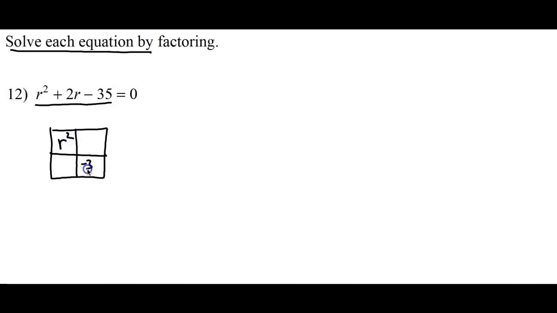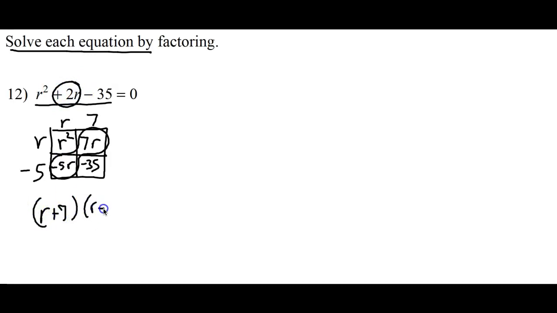R squared minus 35, R and R, 7 and 5. One of them needs to be negative. Let's fill in our box. These two should add up to make the middle, which they do. And so I've got R plus 7 and R minus 5. But this time it's not just R plus 7 and R minus 5. It's R plus 7 times R minus 5 equals 0.